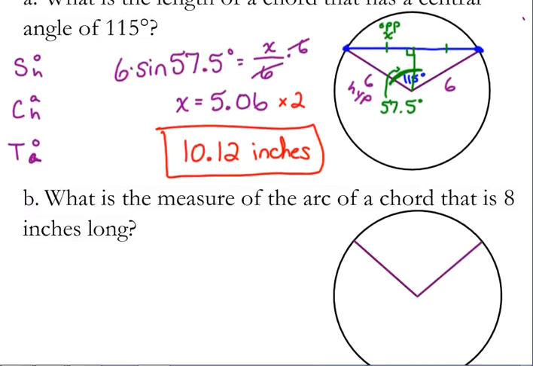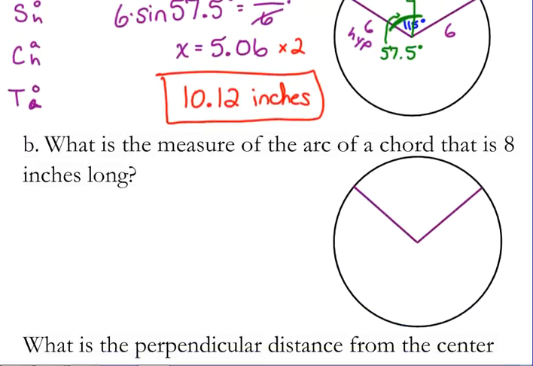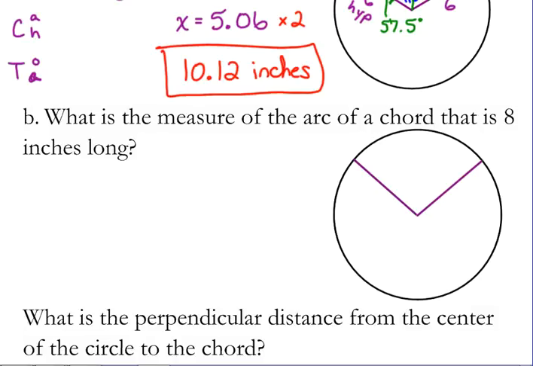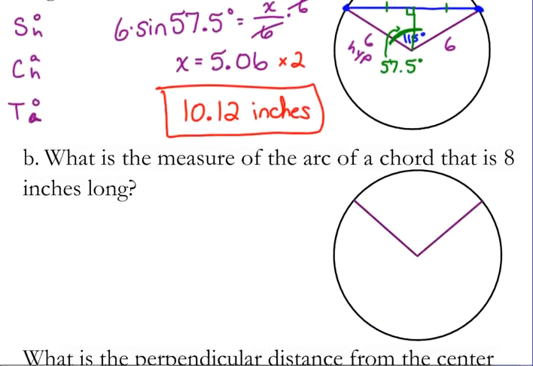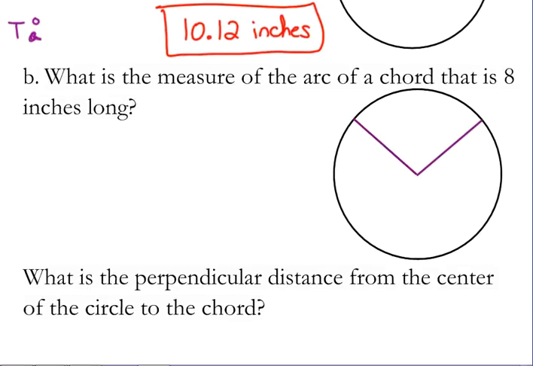Okay, so let's reset the problem. Our radius is still 6, but the central angle is not 115. Part B says, what's the measure of the arc of a chord that is 8 inches long? So we're resetting the problem. Our radius is still 6, but this time the chord is 8 inches long. They give us that part.